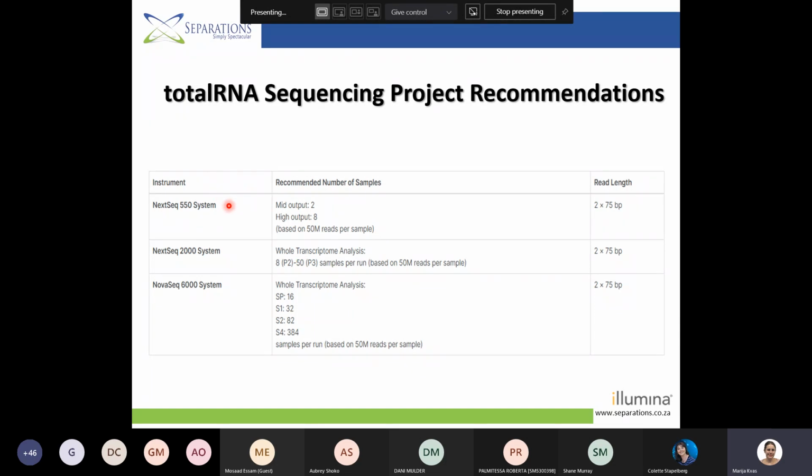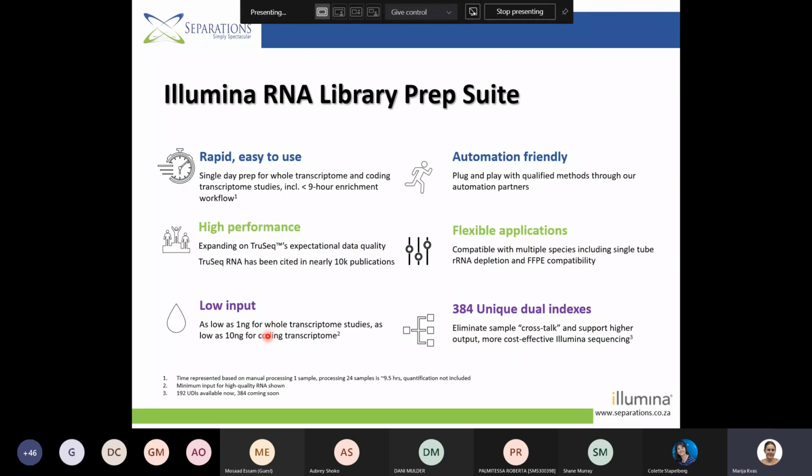You will notice that on the NextSeq 550, the maximum we could do is 400 million reads. NextSeq 2000 is 1.2 billion reads, and NovaSeq is 20 billion reads. That's why with a NovaSeq, we can multiplex up to 384 samples, so we can really have the capacity to run a big study on the NovaSeq.